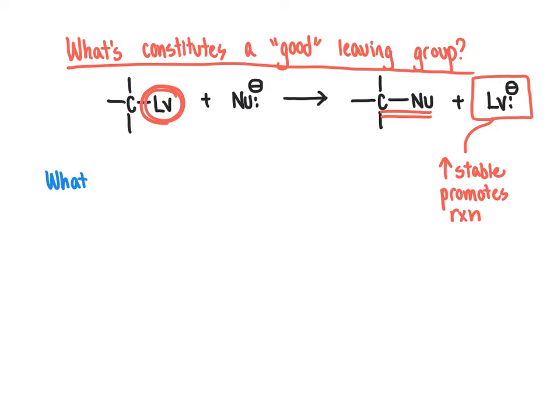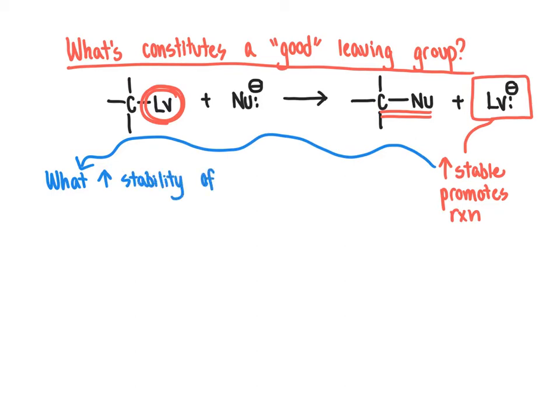Since we established that what constitutes a good leaving group is a leaving group that will be really stable once it's left, the next question on our mind is what increases the stability of that leaving group product, because we want that product to be as stable as possible if we want the reaction to work as well as possible.